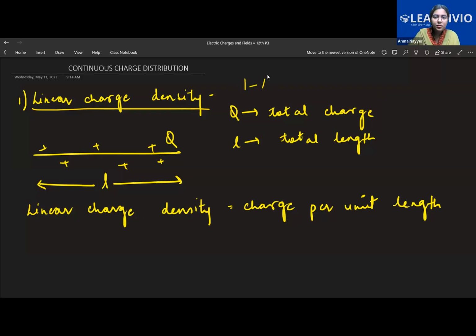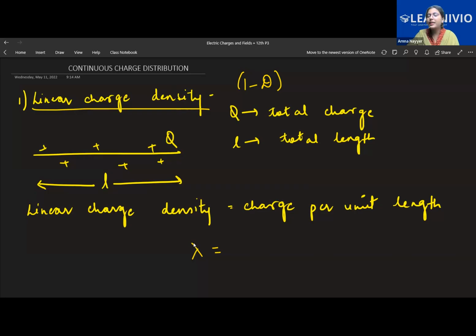The first one, linear charge density, is for one dimension. Now, linear is related to your length, longitudinally. So if I have a wire and charges are present on the wire, then the total charge per unit length is what is meant by the linear charge density. This linear charge density is represented by the symbol lambda. This is how it is represented.